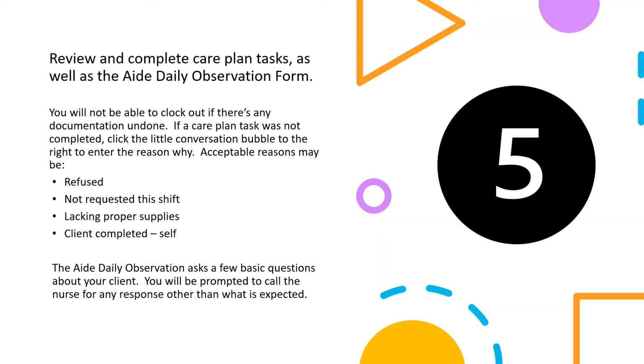Some examples might be refused, not requested this shift, self, or lacking proper supplies. You may also have one or more forms to complete. The Aid Daily Observation is one example. It's a quick form that prompts you about issues you may need to call the nurse about for your client.